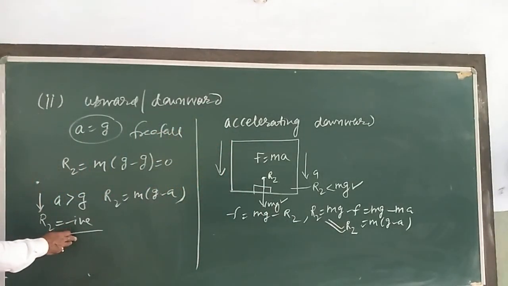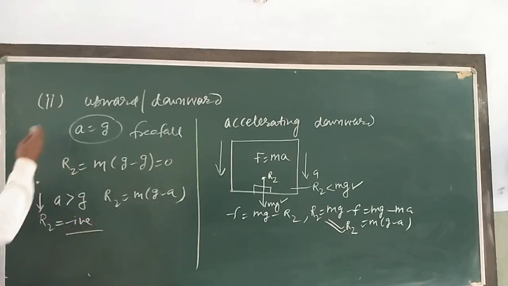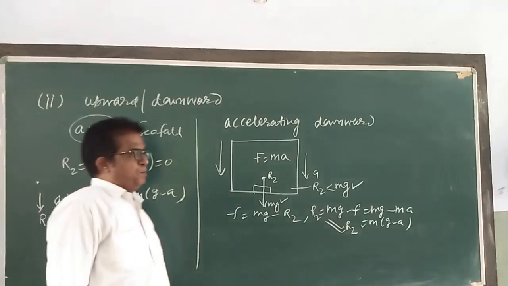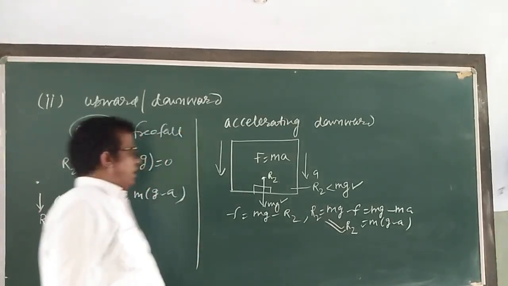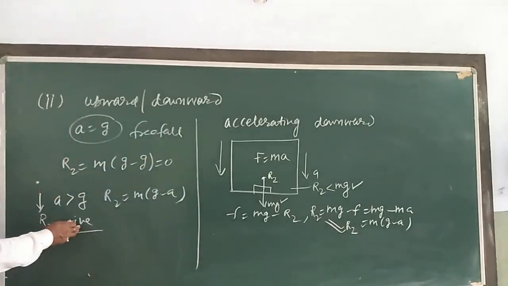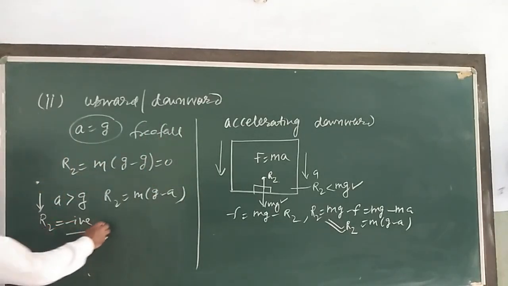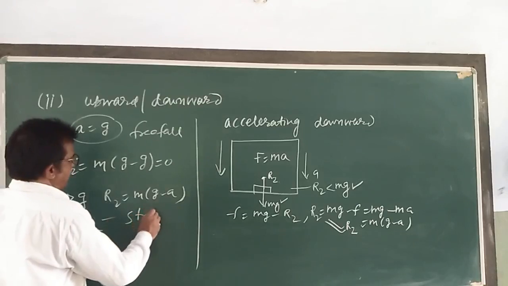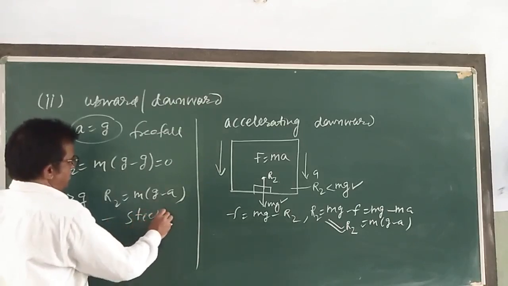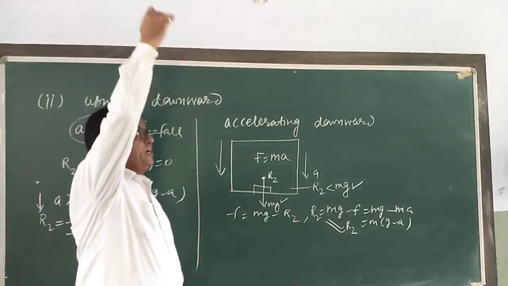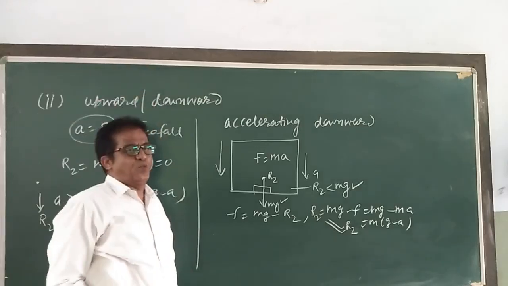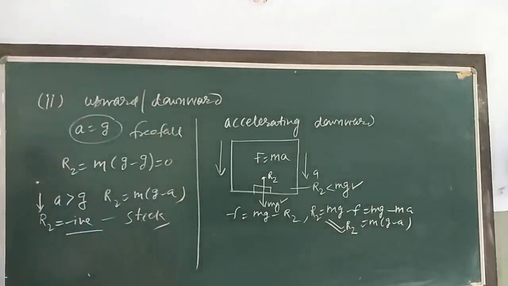In that event, the person will rise from the floor of the lift. The person will rise from the floor of the lift, and what happened? Stick to the ceiling of the lift, go up and touch it. These are the different situations, my dear children. Here, write down and then see.